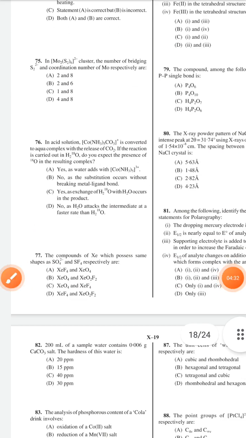Next, question 76. In acidic solution, [Co(NH3)5CO3]+ is converted to the aqua complex with the release of CO2. If the reaction is carried out in H2O marked with oxygen-18, do you expect the presence of O18 in the resulting complex? Here the correct option is option B. No, as the substitution occurs without breaking the metal-ligand bond. Okay.